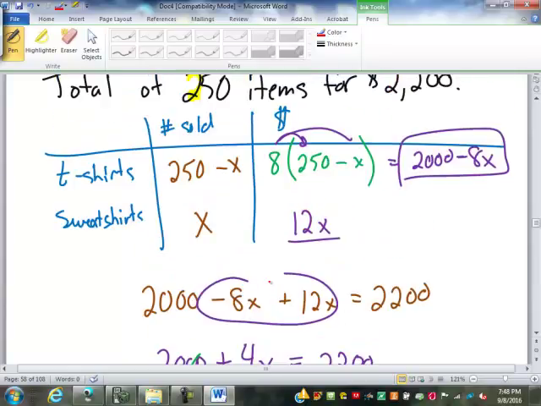That's the number of sweatshirts, is 50. How do we find the t-shirts? 250 minus X, or 250 minus 50, is 200.